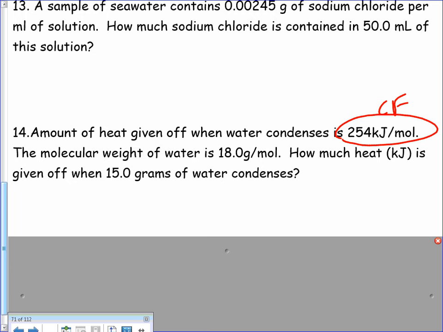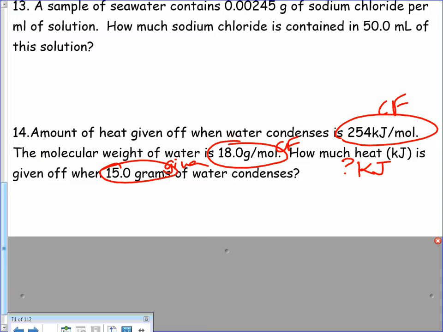The molecular weight of water is this. What is this? Another conversion factor. Right. You can use multiple conversion factors, right next to each other. What's the question? In kilojoules, right? So I'm asking you how many kilojoules is given off when 15 grams of water condenses. Who cares about the water condensing? These are the four things I'm concerned about in this problem.